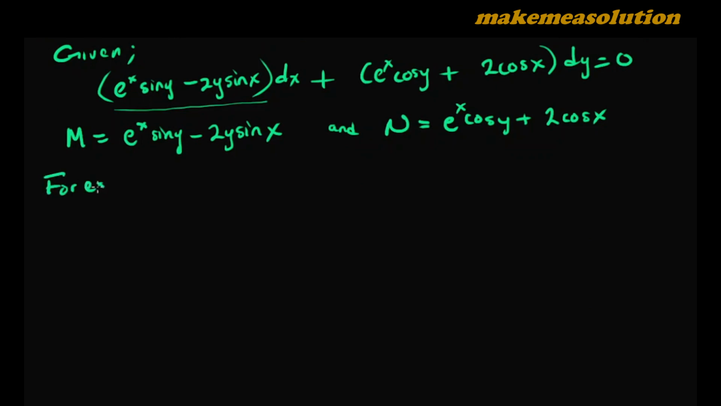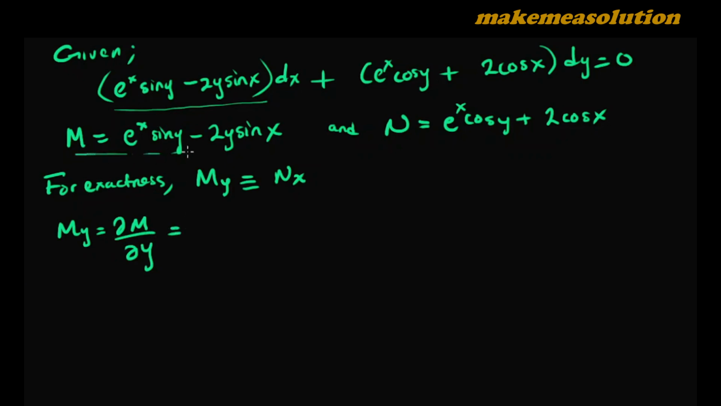So for exactness, M_y should correspond to N_x, and of course M_y is the partial derivative of M with respect to y. So we're going to evaluate that. Now this is our M, and we want to find the partial derivative of M with respect to y. Please remember that when you're evaluating partial derivatives with respect to one variable, that variable will be the prevailing variable, while all other variables will be treated as constants for the time being.